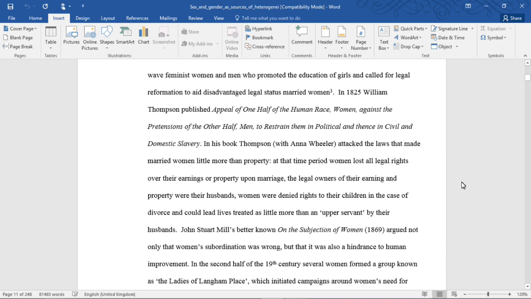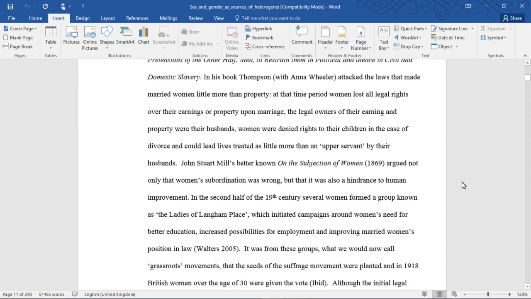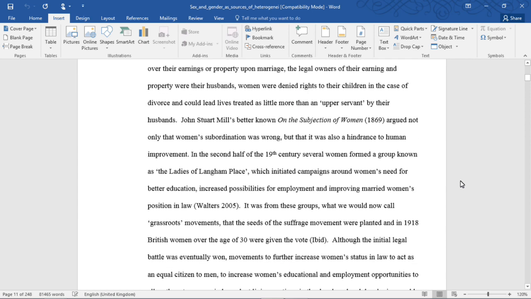At that time period, women lost all legal rights over their earnings or property upon marriage. The legal owners of their earnings and property were their husbands. Women were denied rights to their children in the case of divorce and could lead lives treated as little more than upper servants by their husbands.